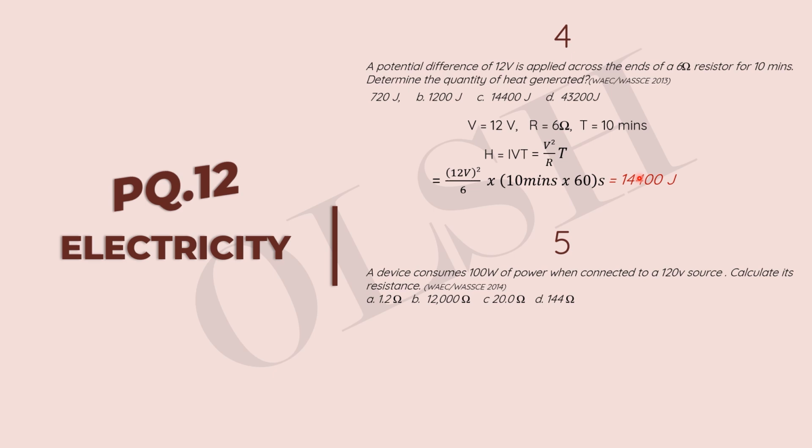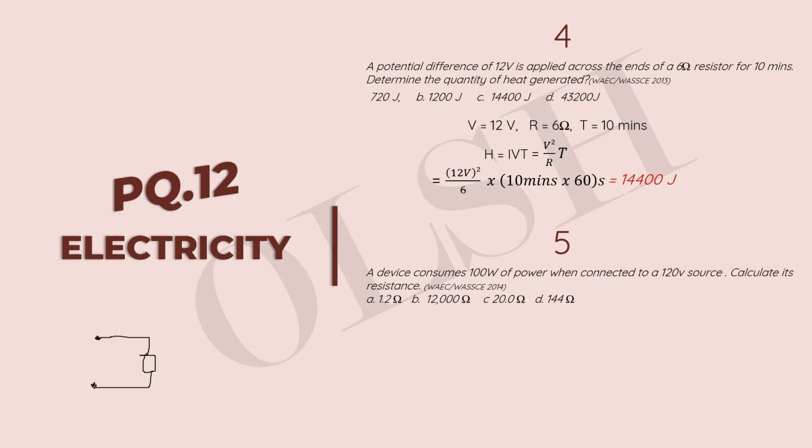So number 5, a device consumes 100 watts of power when connected to a 120 volt source. Calculate its resistance. Okay, we have power and we have voltage, the voltage across the circuit. We're asked to find the resistance of the circuit. So we say this is the circuit, the end of the circuit.